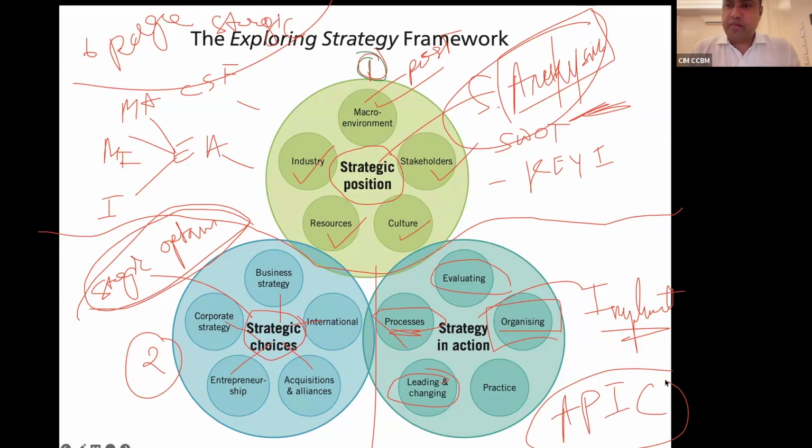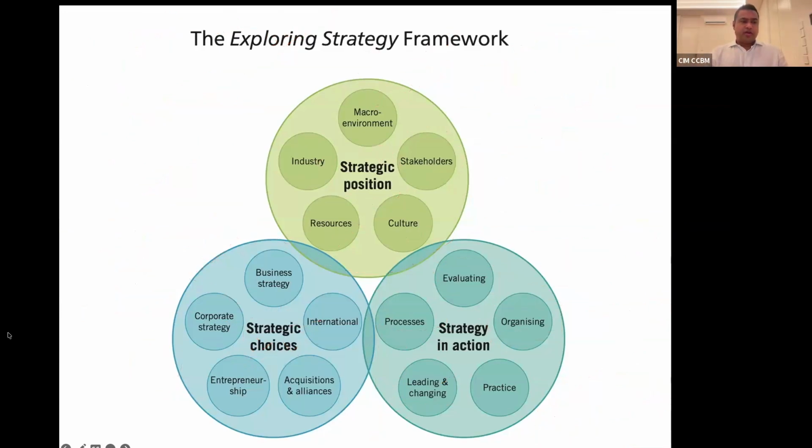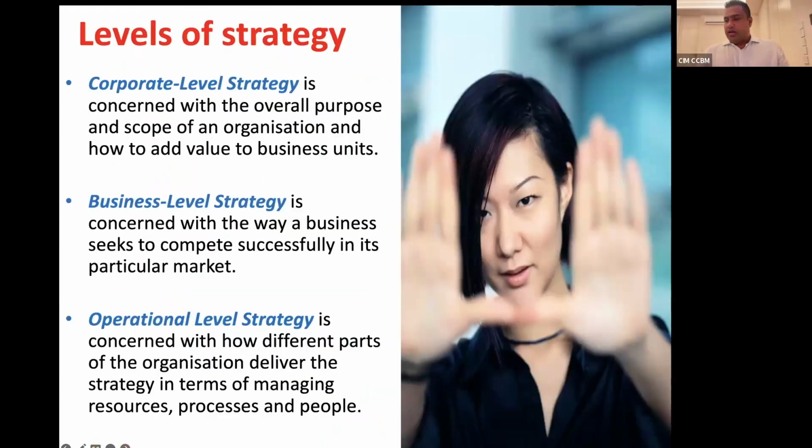We also have a framework called the SOSTAC framework by P.R. Smith, that talks about marketing planning. Right? So this is the framework of Johnson and Scholes in their book, Exploring Strategy, that talks about the 3 stages of strategy. Then you have 3 levels of strategy, guys.